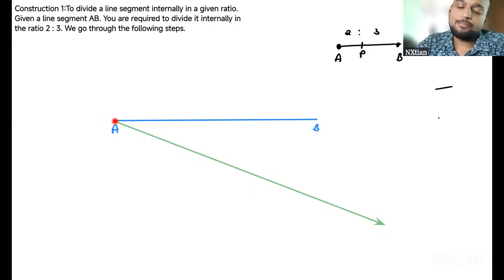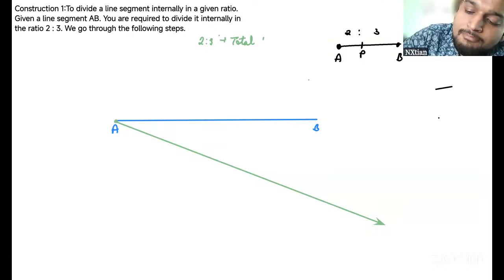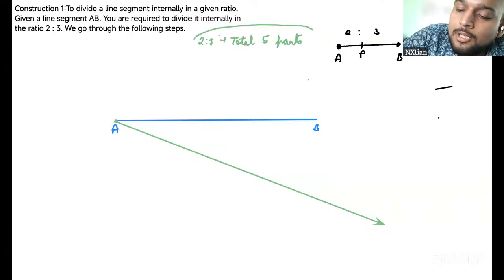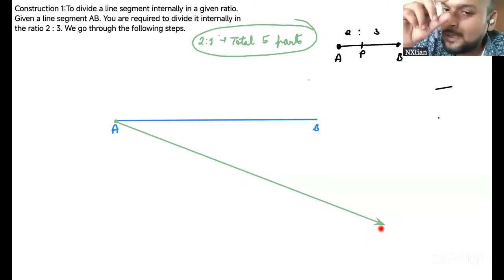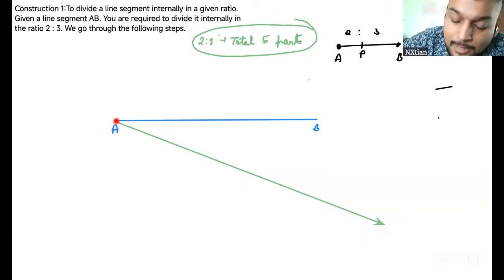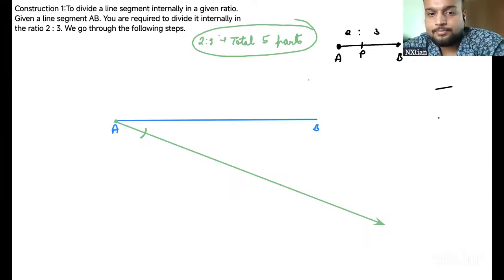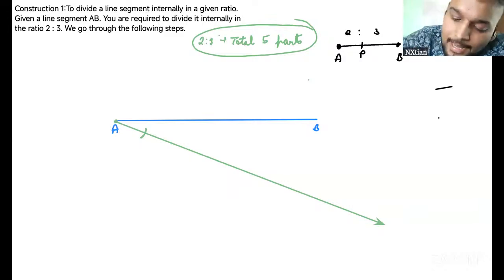Now listen, guys. 2:3 is given. Because the ratio is 2:3, it means I have to make a total of five parts on this green line. So open a little compass, put the tip on A, and then make an arc like this. Understood? And name it A1.